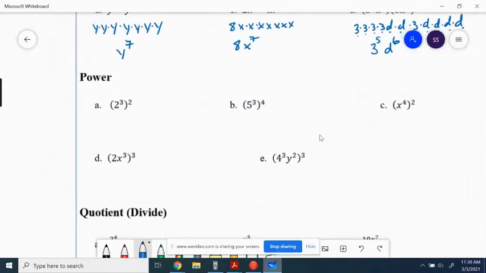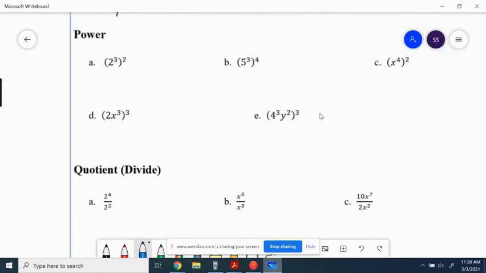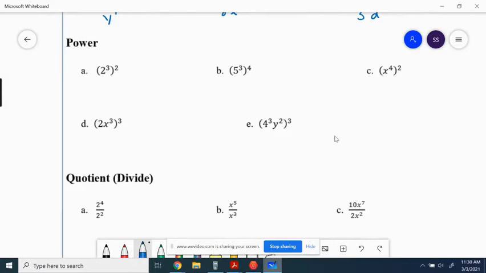All right, moving on. Now we're looking at powers. Just like we wrote on our notes, the exponent tells you how many times to multiply the base by itself. Okay, so A, this is 2 cubed, or 2 to the third power, squared. So this is really 2 to the third power times 2 to the third power. Okay, and then each one of these would be 2 times 2 times 2 times 2 times 2 times 2. So this is really 2 to the sixth power.